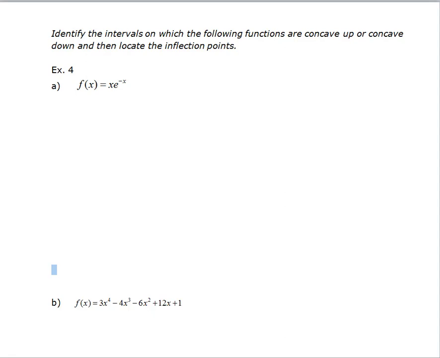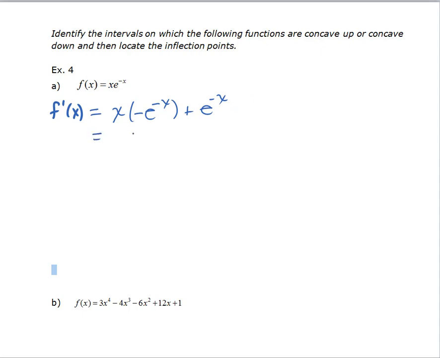All right, let's use the second derivative to find the intervals where this function is concave up and concave down. And so for this we need the second derivative. So we're first going to find the first derivative. So f prime of x is going to equal the first times the derivative of the second, which is e to the negative x, plus the second, e to the negative x, times the derivative of the first, which is 1.